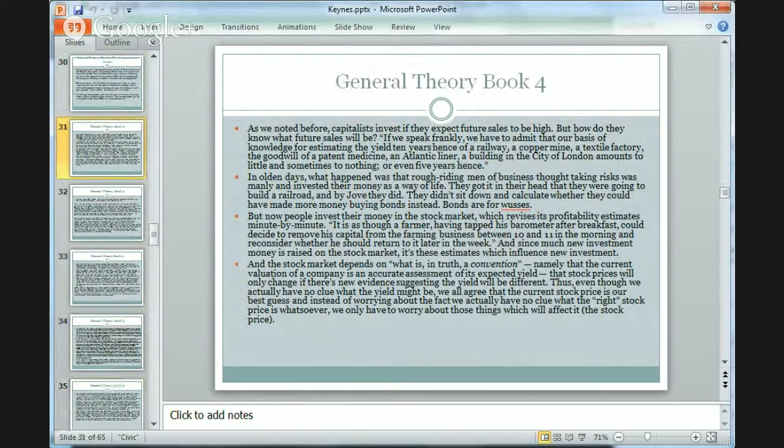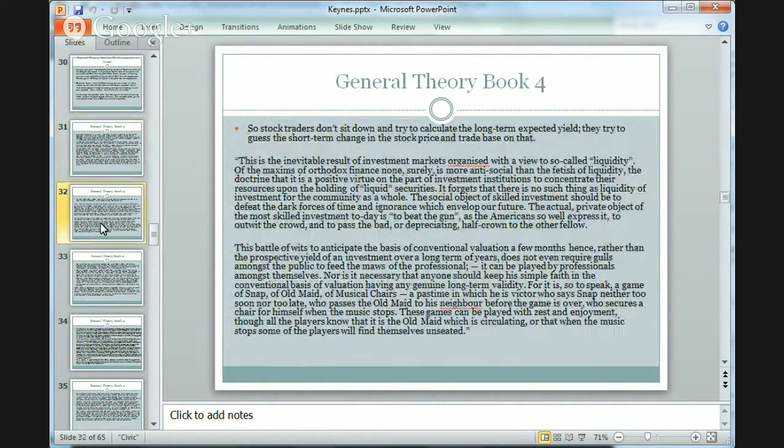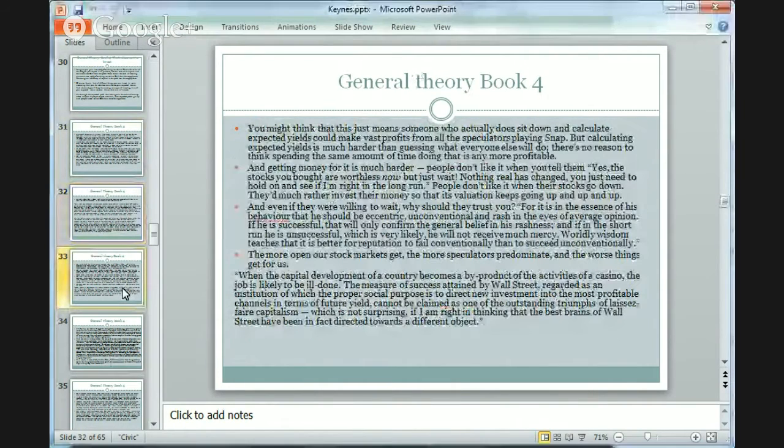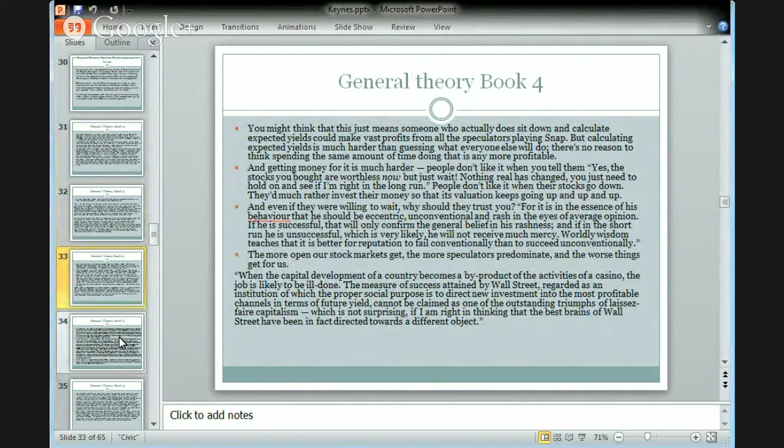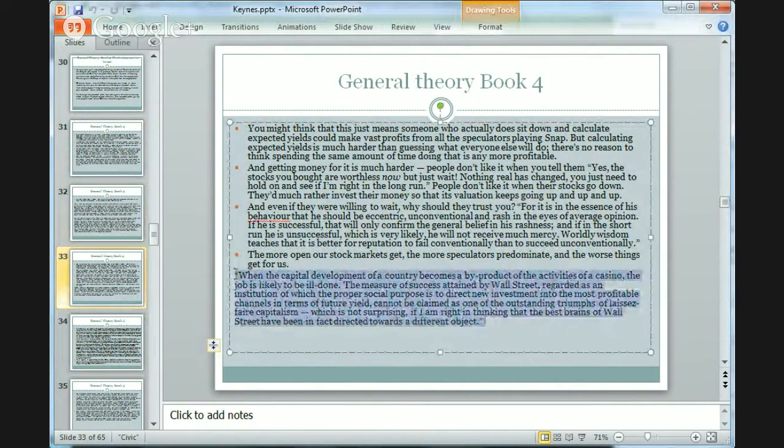Then he also blames the market. He says that farmers and other people invest in stock markets, and in the stock market they lose money, and the government must start regulating the stock market, because it's more like gambling. He compares the stock market with musical chairs and with casinos, and he finds that entire operation to be meaningless. That's another thing he mentions in this book: when the capital development of a country has become a byproduct of the activities of a casino, the job is likely to be ill done.